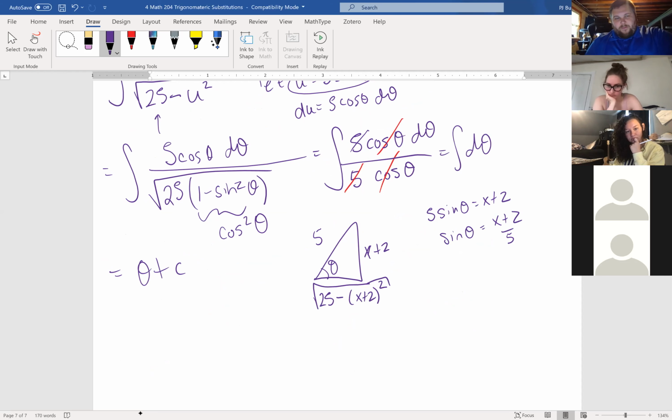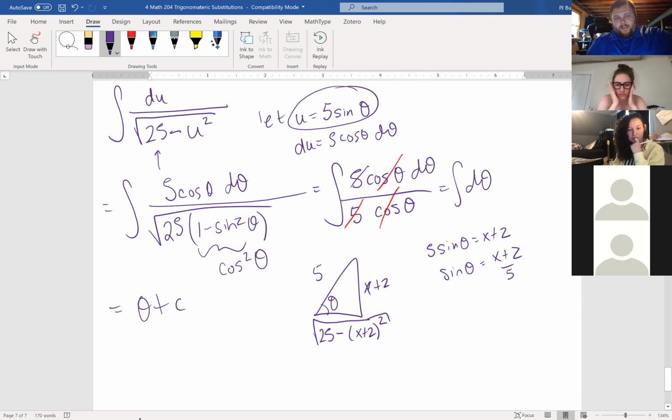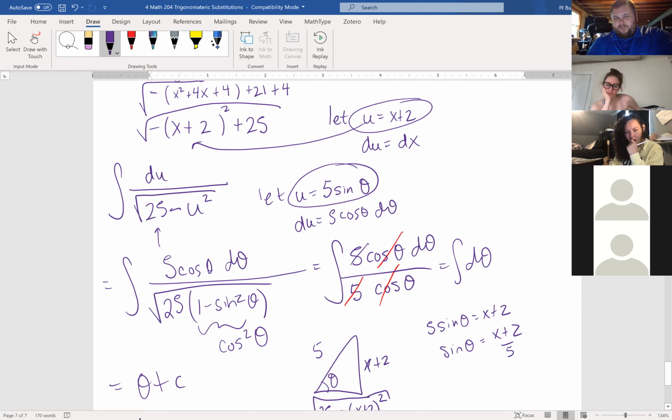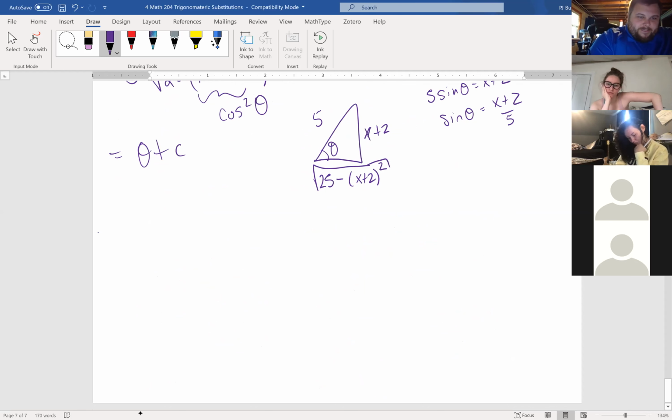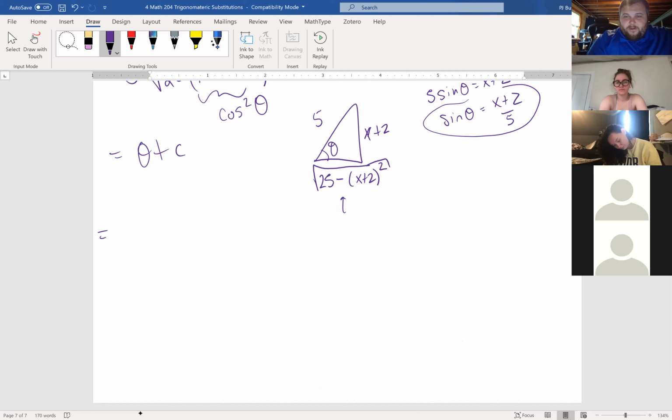Now the question is, does that match what we had before? Well, yeah, look up here. We've got 25 minus u squared, and u is equal to x plus 2, right? So that's the exact same thing. So that's good. Actually, I didn't really need to do the triangle for the answer, but it's good just to make sure we made the right substitution, because I just needed the inverse trig, which I can just get right from here. It says that the inverse sine of x plus 2 over 5 is equal to theta.